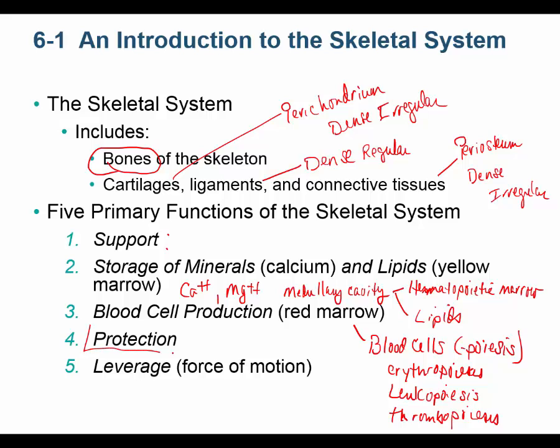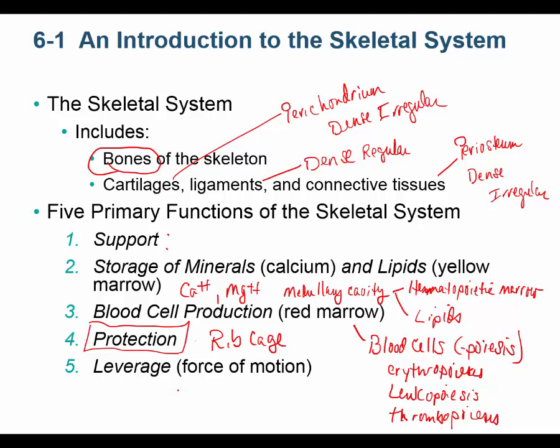Protection might not be that apparent to you, but just think of your rib cage. You know, what's your rib cage doing? Well, it's protecting your heart and your lungs, the top part of your kidneys. You know, your entire kidney's not protected by the ribs, but the top part of your kidney is. So that might not be that apparent, but think of the rib cage and think of the skull. What's the skull protecting? Your brain. And then it'll be pretty obvious to you.